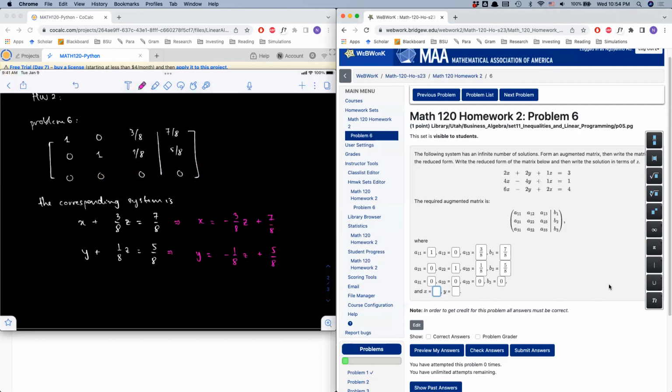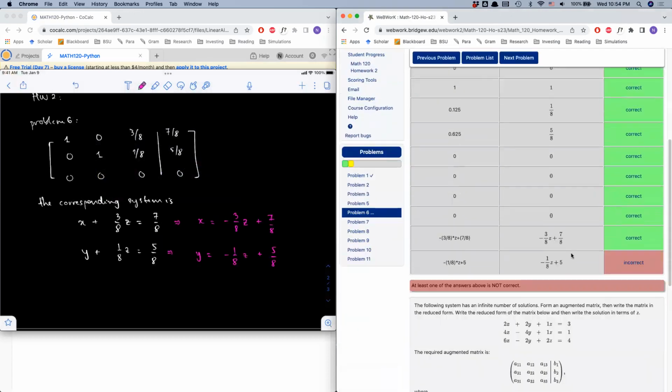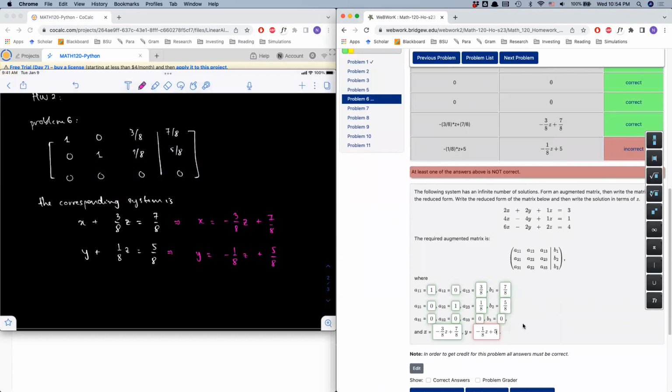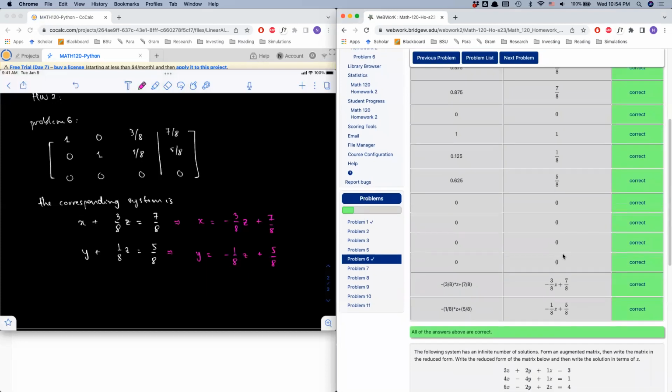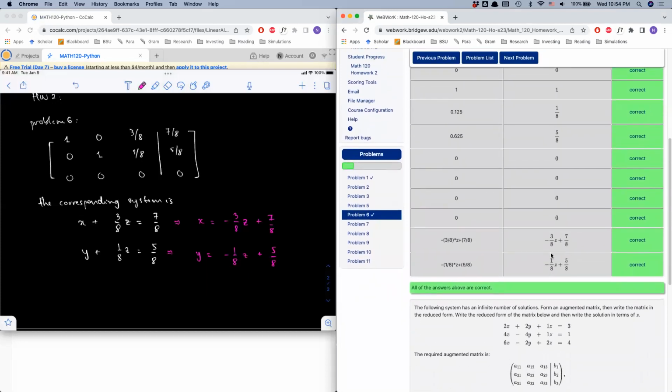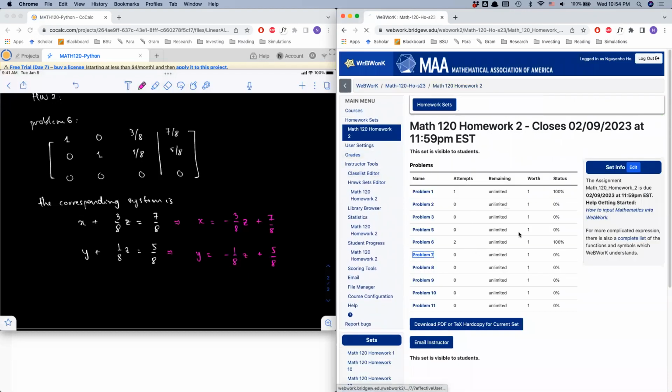So X is equal to -3/8 Z plus 7/8. And Y is -1/8 Z plus 5/8. Sorry, this is 5/8. Okay, this should be the answer. All right. So that's it for problem 6. Let's move on to problem 7.